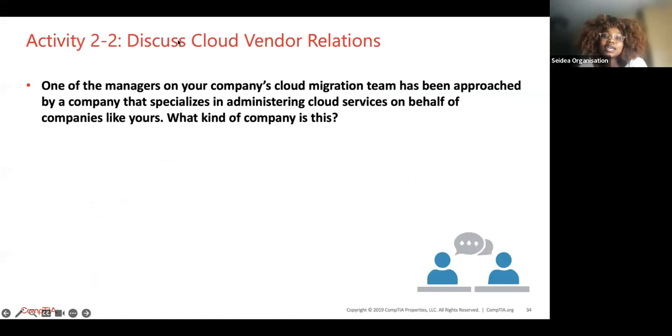So, I think the answer came up, but we are going to look at question time. For the first question, looking at what we've learned, one of the managers on your company's cloud migration team has been approached by a company that specializes in administering cloud services on behalf of companies like yours. What kind of company is this? Does anyone want to give an answer in the chat? Okay, someone says IaaS. Any more thoughts?